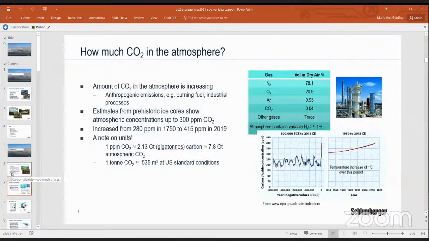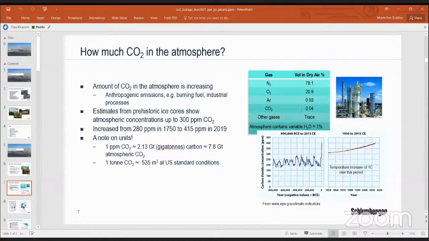How much CO2 is in the atmosphere? This is a question that many people ask. The table on the right shows you the percentages of gas and the volumes in dry air. So nitrogen is the most common gas. Oxygen is the second commonest gas. And then we have quite small percentages of argon, which is nearly 1%. CO2 is actually the fourth commonest gas, but it's only 0.04% approximately.